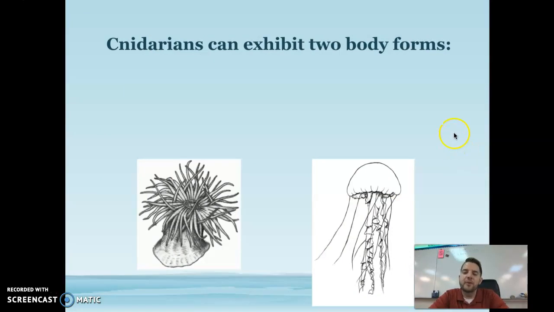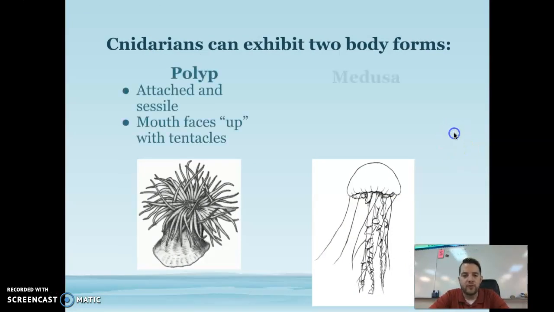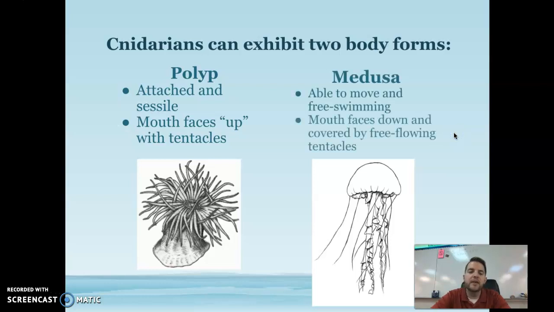So Cnidarians exhibit two body forms. They either are in the polyp form or the medusa form. So the polyp form is the form where it's attached to the bottom and sessile. Sessile means it's not moving around anymore. Now, we saw early in the semester that they can detach and kind of violently move around from time to time, but overall they're not moving. And their mouth faces up with tentacles around it. The medusa is free moving, free swimming, able to move around.